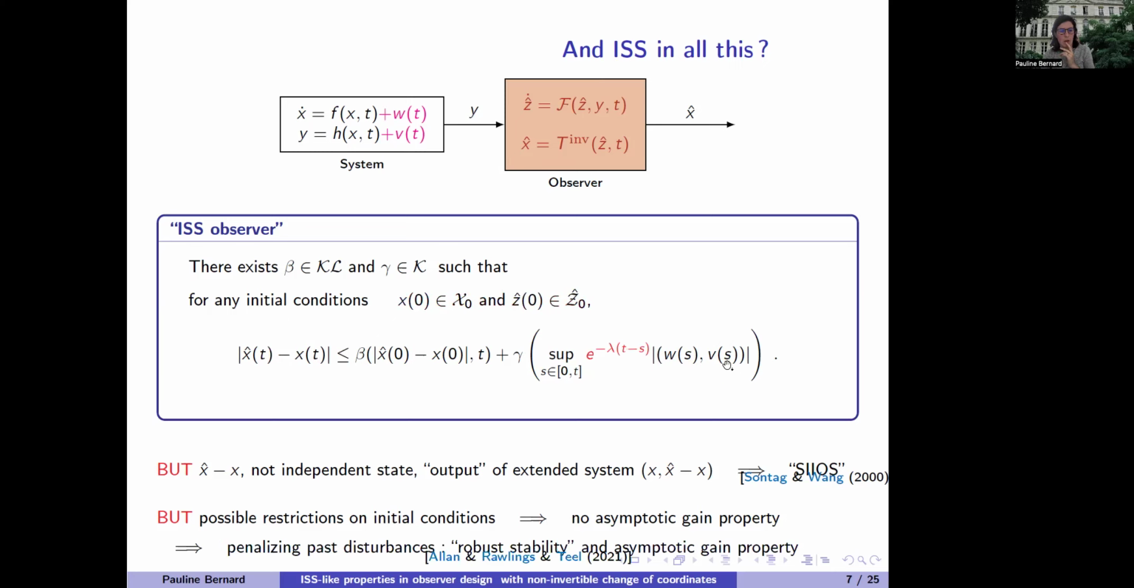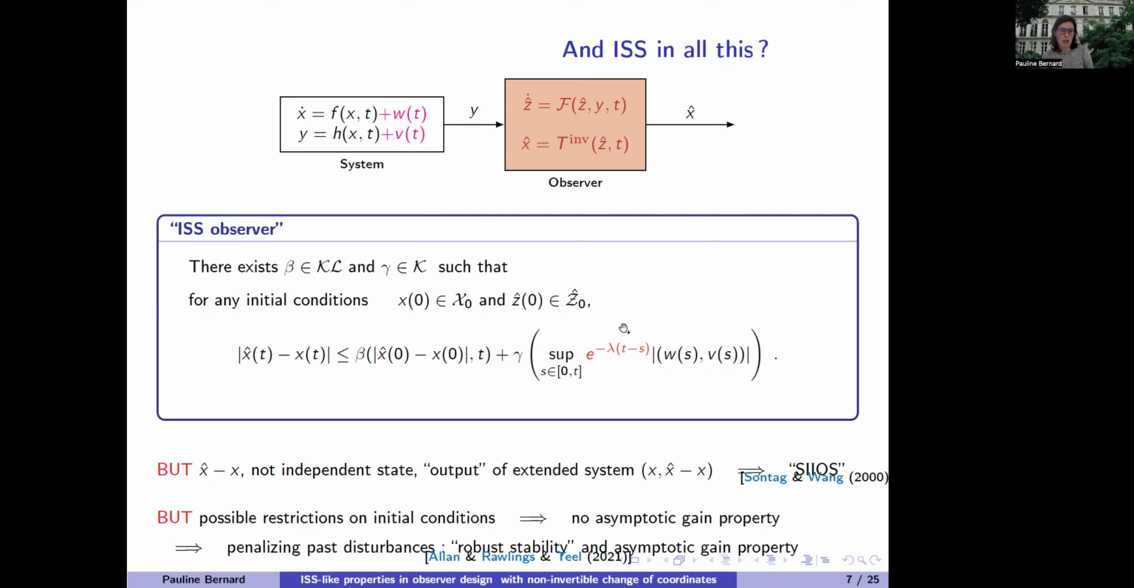So some researchers have proposed, in a paper by Alan, Rawlings and Thiel, to talk instead about robust stability and to add a penalization here of your past disturbances. In particular, you want to say that the disturbances you may have had in the past, if they disappear, if this goes to 0, should not prevent the estimation error from going to 0.